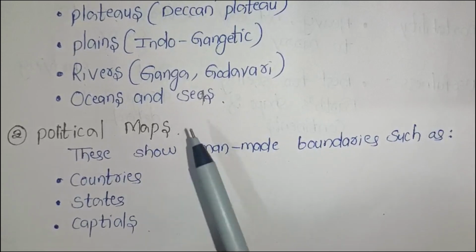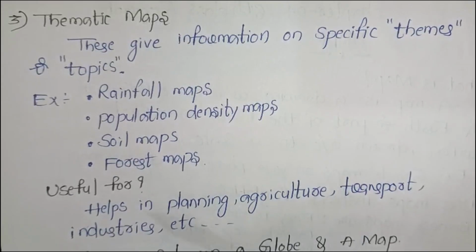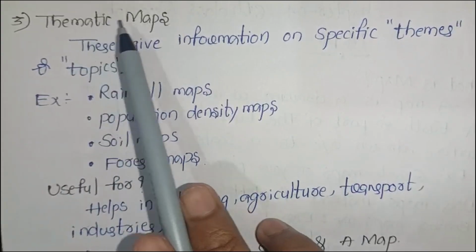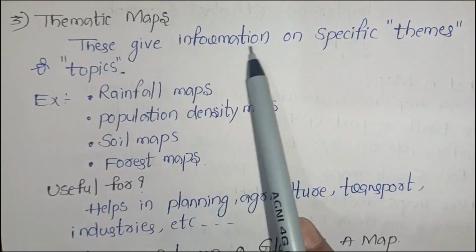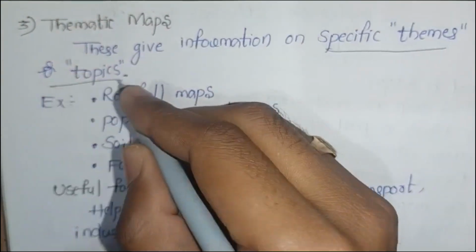I hope you understood what political maps are. Now let's discuss another type: thematic maps. These give information on specific themes or topics.